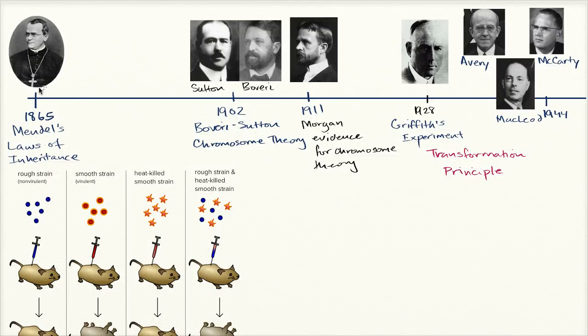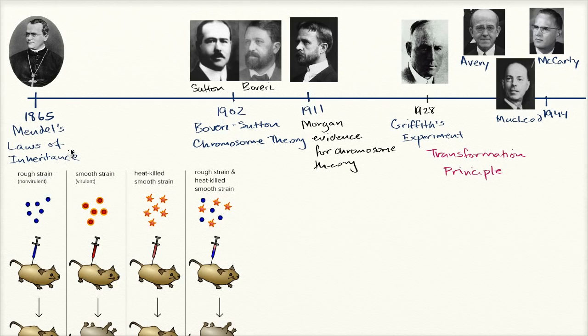So to review how we got at least to this video, in 1865, Mendel first shares his laws of inheritance. He observes that there are these discrete heritable factors that would be passed down from parent to offspring according to certain rules. And he came up with the laws of inheritance: law of segregation, law of independent assortment, law of dominance.